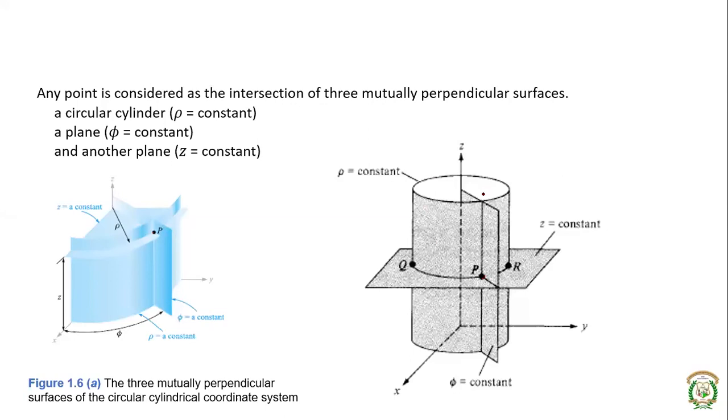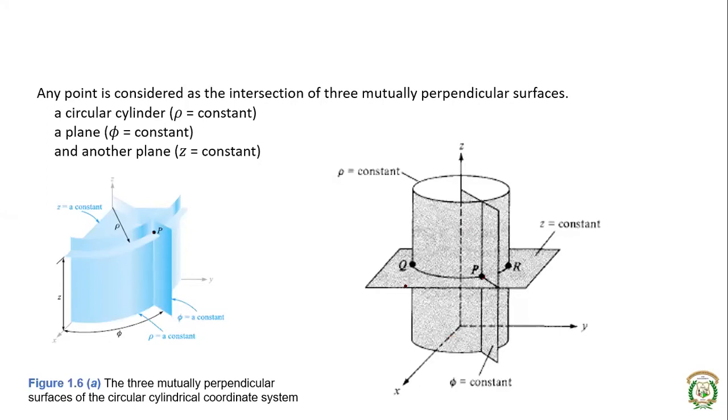Here rho equal to constant is the surface of a cylinder. Phi equal to constant, that surface is a plane. It's actually called a semi-plane. Semi-plane in the sense that it is not there in the negative axis. It starts only from here, right? It starts only from the positive axis, and the value of phi will be in angles from 0 to 2 pi. In degrees you can say 0 to 360 degrees, or in radians it is from 0 to 2 pi.